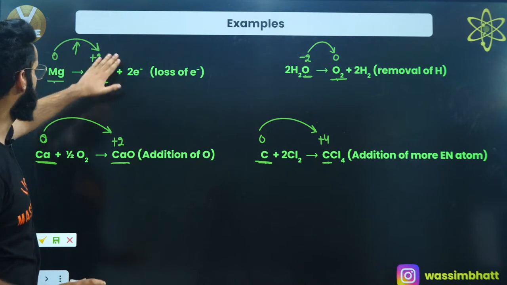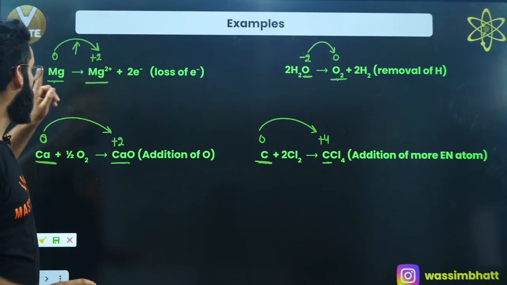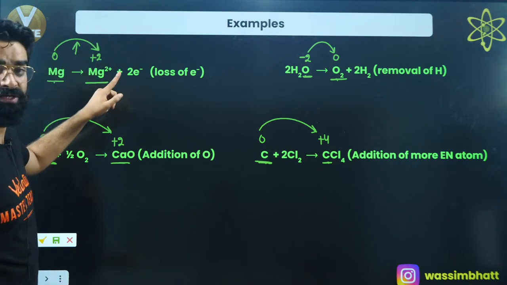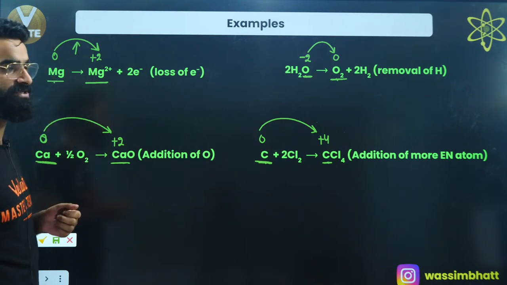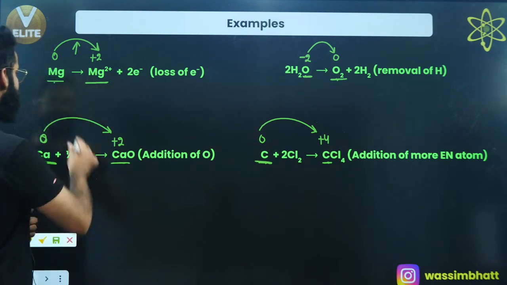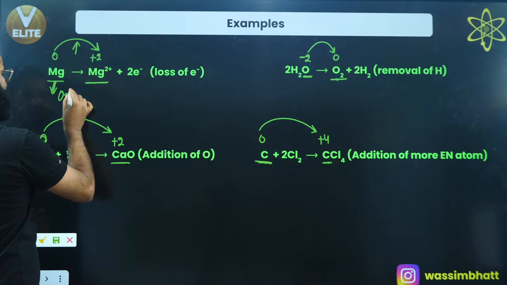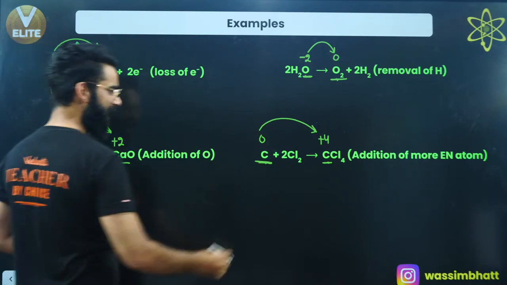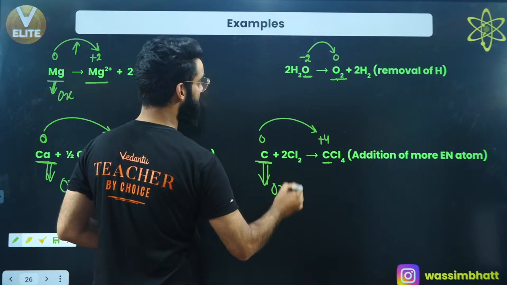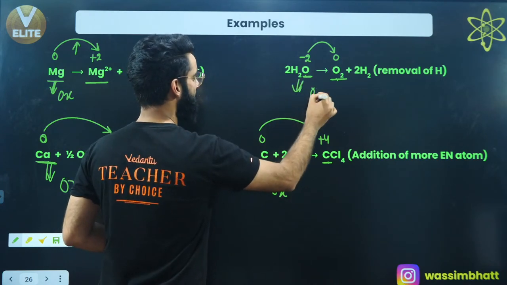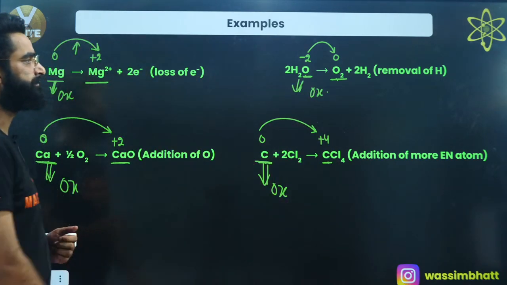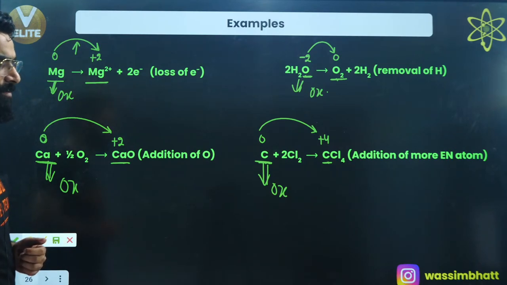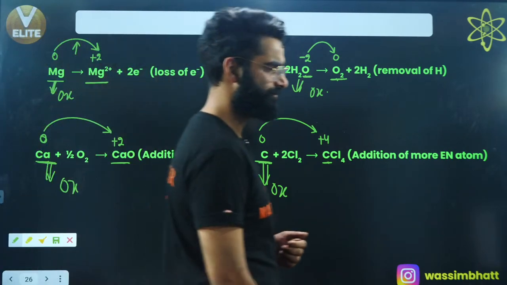See, 0 to plus 2, increase in oxidation state. Magnesium is undergoing increase in the oxidation state. And remember, increase in the oxidation state is what we call oxidation. So I'll say this magnesium over here undergoes oxidation. I'll say this calcium over here from 0 to plus 2 undergoes oxidation. I'll say this carbon over here undergoes oxidation. I'll say this water undergoes oxidation over here, right? Right, people? I'm sure it's clear to everyone.